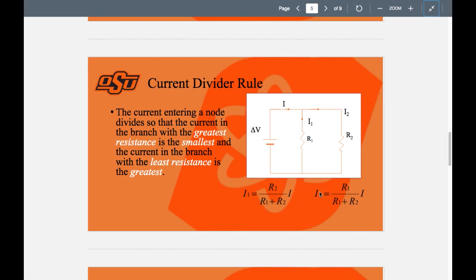And also notice that intuitively what this means is that of these two branches, the one with the greatest resistance is going to get less of the current. So if you can imagine this as, instead of electrical current, like water, for example, if water is being split into two hoses and you squeeze one of the hoses really tight, more water is going to go through the other hose.